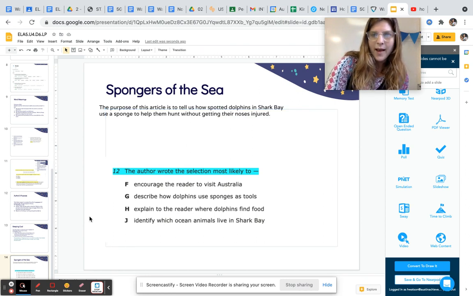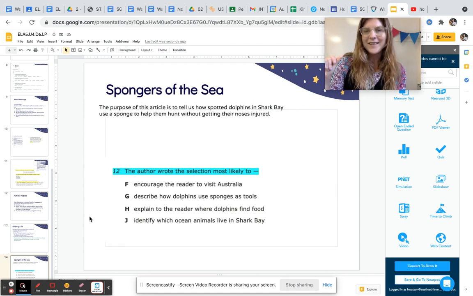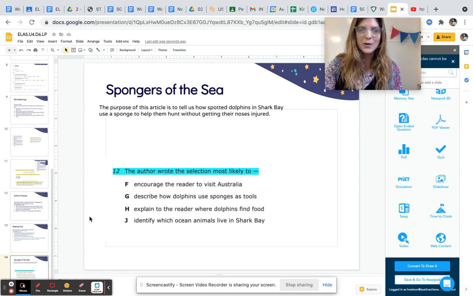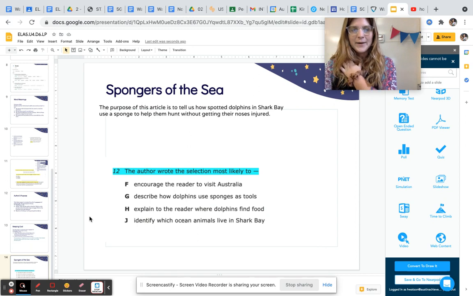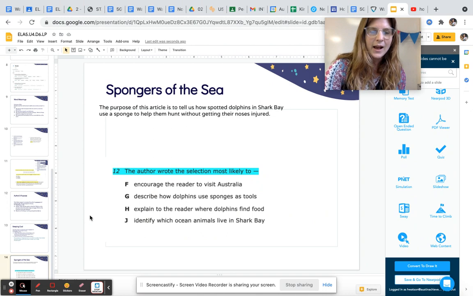So I'm going to let y'all tell me, looking at these answer choices, what best matches the purpose I already wrote. Okay, awesome. If you put G, you are correct, right? The whole purpose of that article is to explain how dolphins use sponges on their nose as tools for hunting. Excellent.